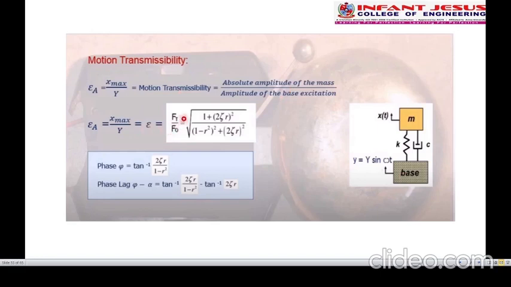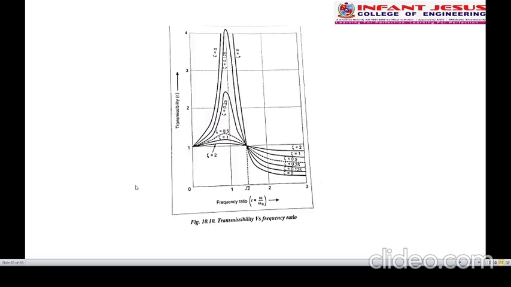So the formula is Ft by F naught equal to root of (1 plus (2 zeta r) the whole square) by ((1 minus r square) the whole square plus (2 zeta r) the whole square). The same formula holds for both force transmissibility and motion transmissibility. So using this we can solve a problem.